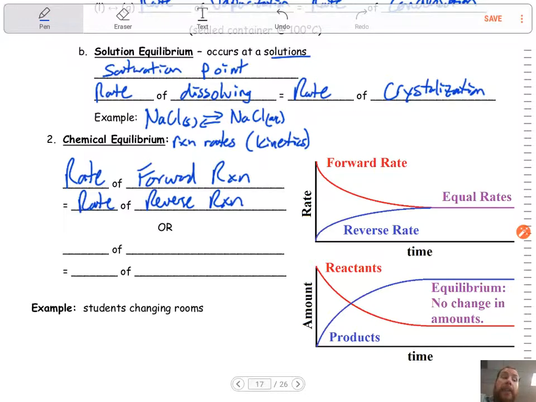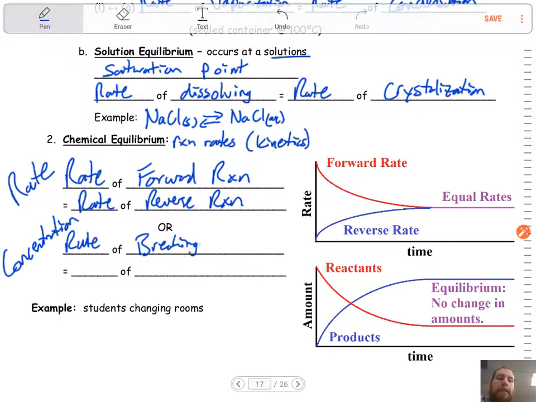A lot of acid-base reactions would be this, where you can go between pHs and stuff like that. Those are great examples of equilibrium. Now, this first one, guys, is dealing with rates. This one's dealing with the concentration of your reactants and products. It's still going to be rate, because that's the best way we can look at it, but this would be the rate of breaking bonds and the rate of forming bonds are equal, okay?